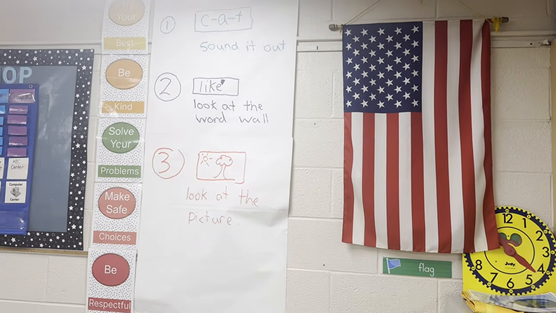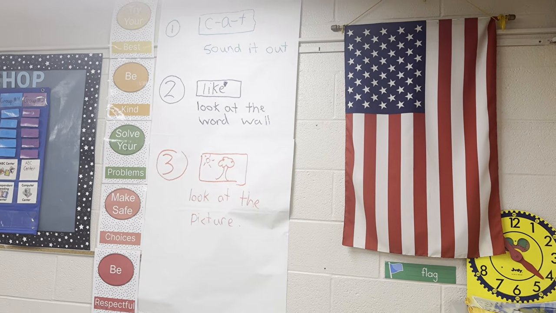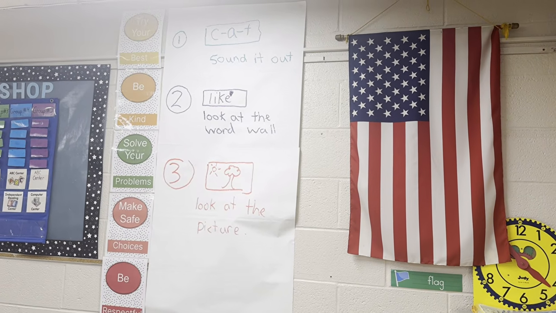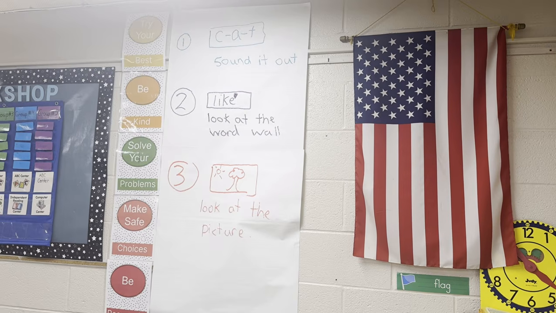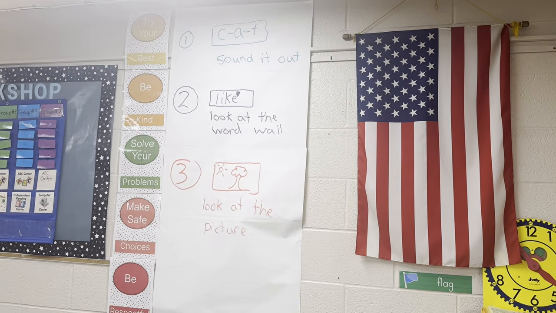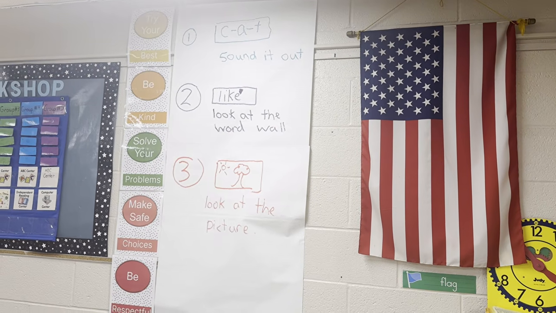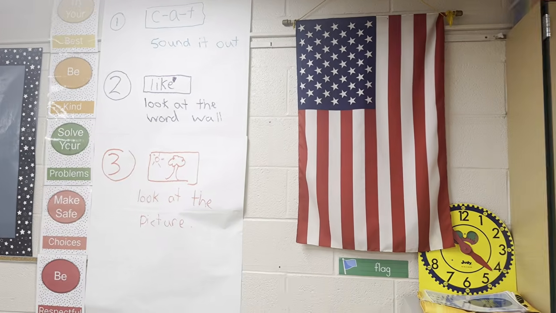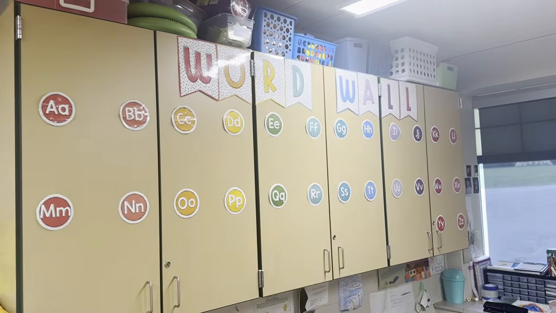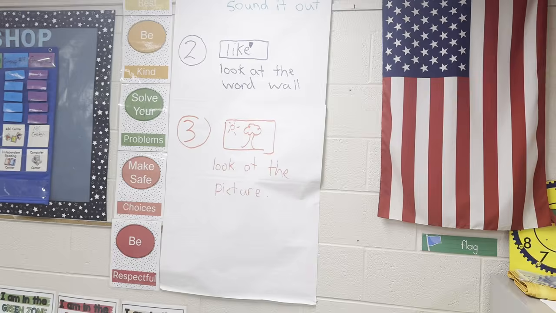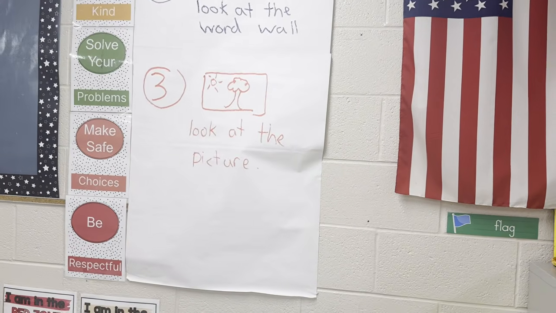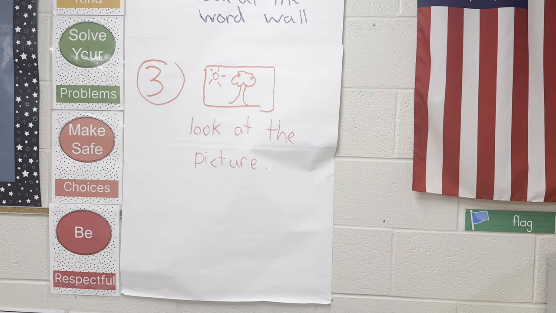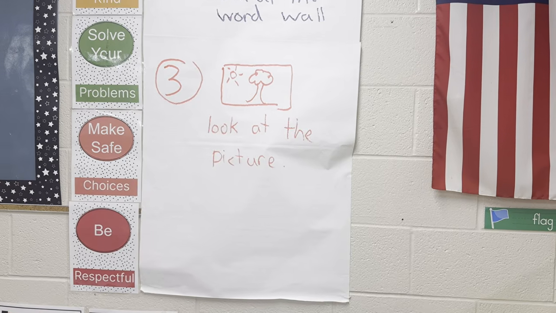Then, if they can't really sound it out, well, wait a minute. Maybe it's one of those word wall words that we haven't quite learned the spelling pattern, the decodable pattern yet, or they are irregular. So we go look at the word wall to see if we can figure that word out. And then finally, they would look at the picture to see if they can get some context clues as to what that word might be.